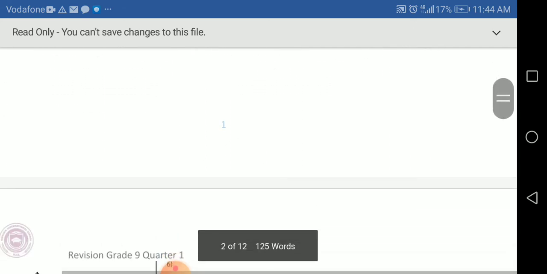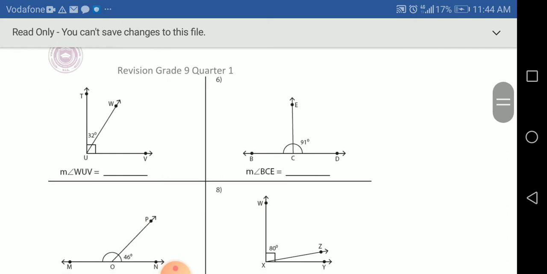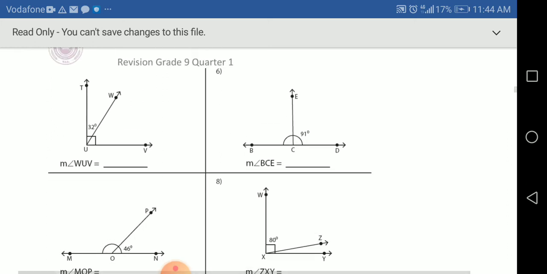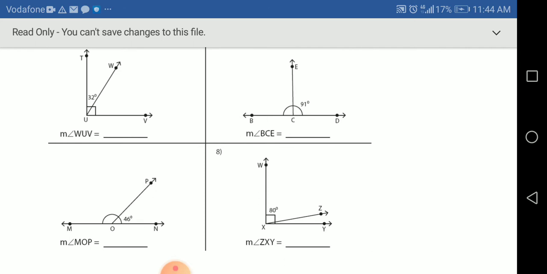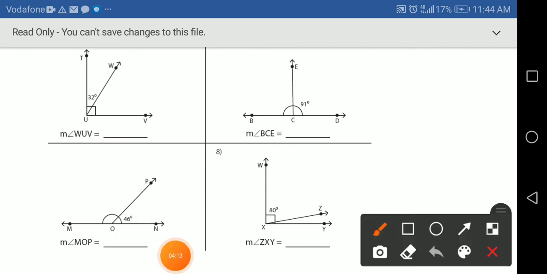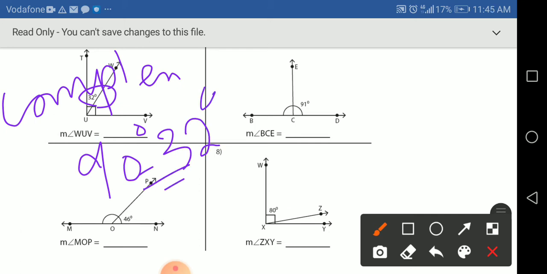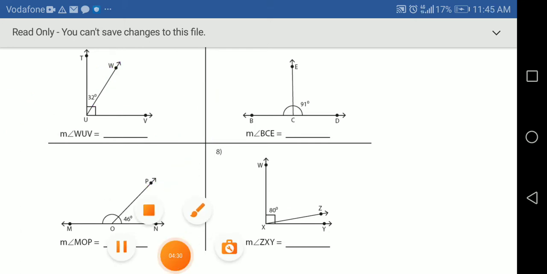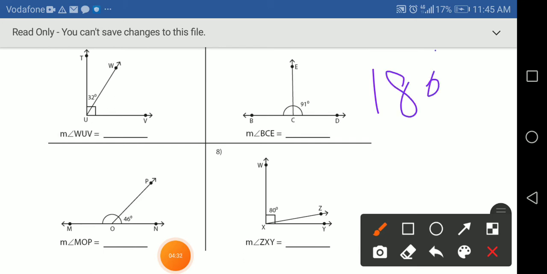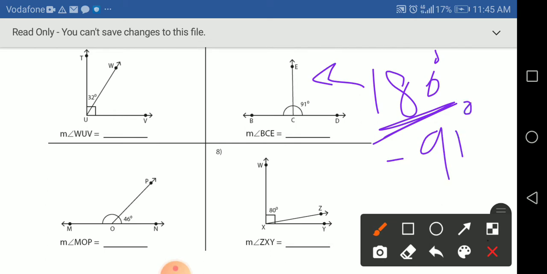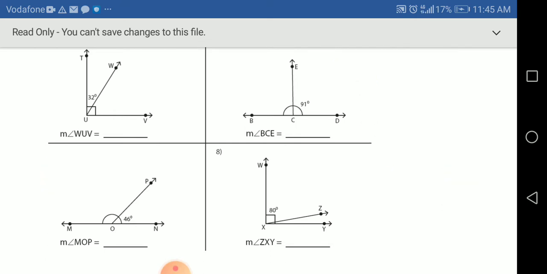Let's complete here. I have here the second thing. Remember the complementary and the supplementary angles. Complementary is 90 degrees. So 90 degrees minus 32 degrees. And the supplementary is 180 minus 91 degrees. So give me the remaining angle.